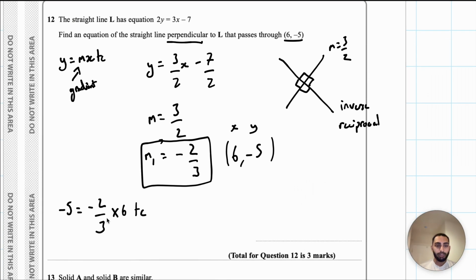So we're going to simplify this. Negative 5 is equal to negative 2 times 6, which is negative 12, and negative 12 divided by 3 is negative 4, plus c. I need to add 4 to both sides, so it'd be negative 1 is equal to c. And now I have my c value and I have my m value, so I can write out my final equation. Y is equal to negative 2/3 x plus negative 1, which is just negative 1.